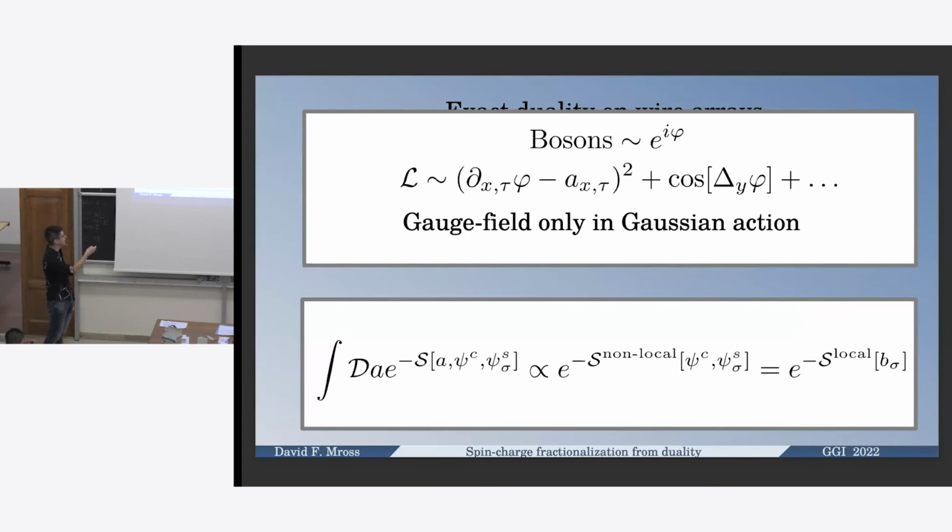I'm taking a gauge theory, I'm choosing the gauge, integrating out the gauge field. I do this, essentially the operator mapping, this field mapping, and I can show that these partition functions are actually identical.